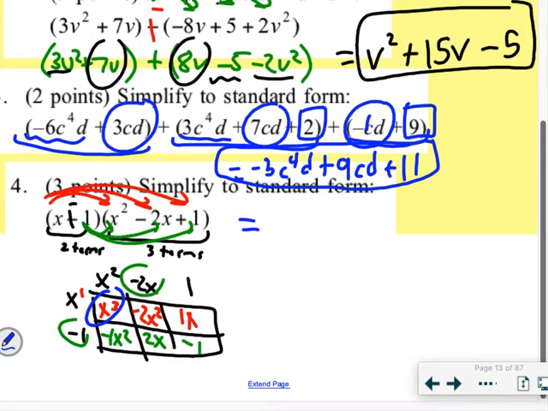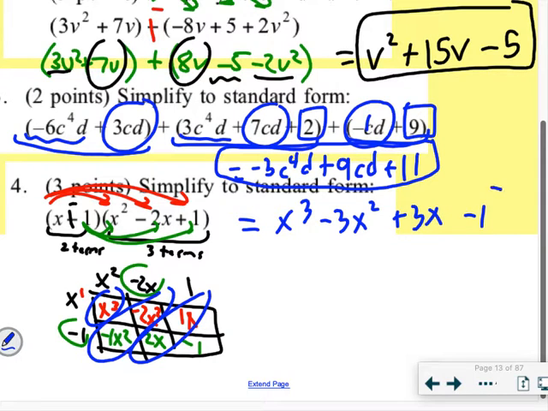So I have an x cubed. These are like terms. I have negative 3x squared. When I add those, I add the coefficients, but I keep the term, the x squared. So negative 2x squared plus negative 1 is a negative 3x squared. And again, you could write that as minus 3x squared or plus a negative 3x squared. Those are going to combine to 3x, and then we have our minus 1.